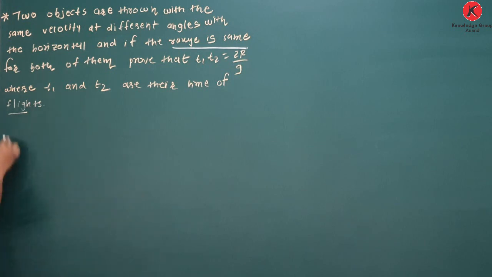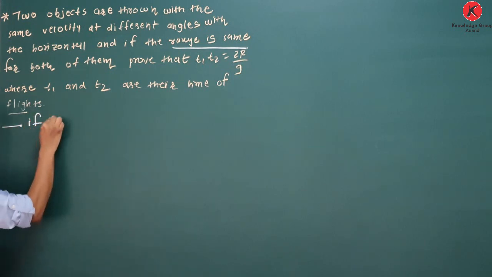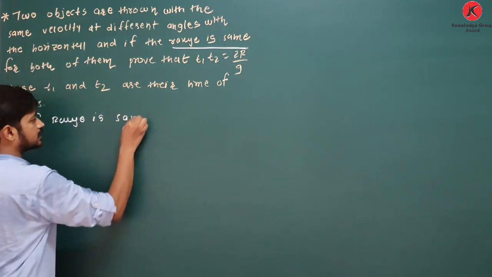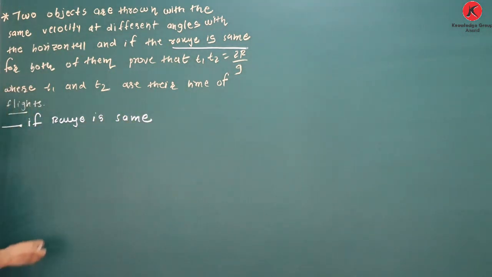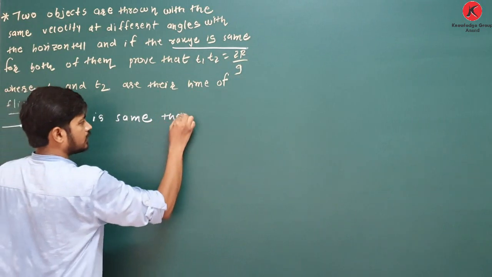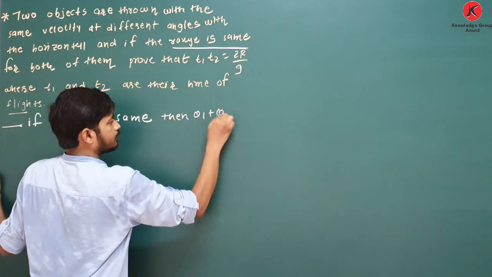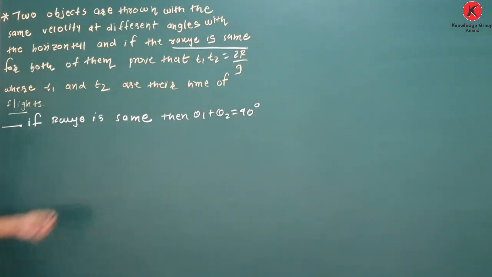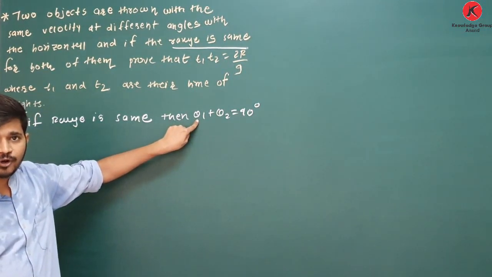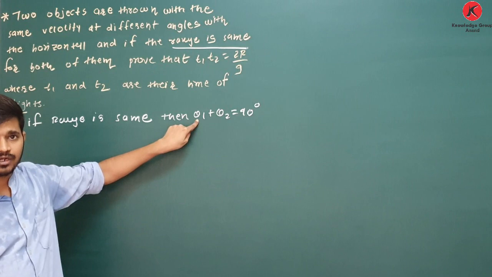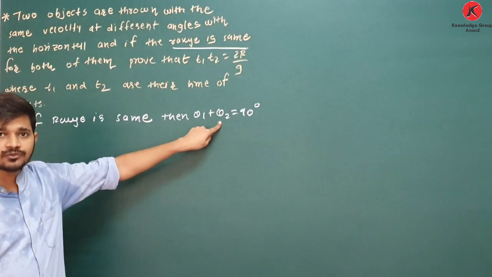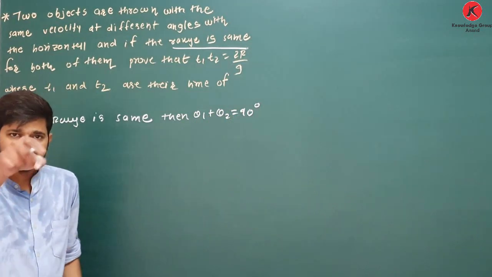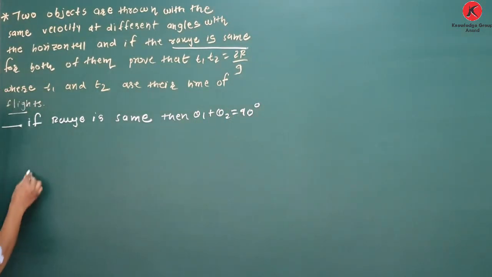What is the meaning of this? If you know the result, if the range is the same, then theta 1 plus theta 2 is equal to 90 degrees. It means the angle of projection for one particle is theta 1, the angle of projection for the second particle is theta 2, and the addition of those is 90 degrees. How? See.